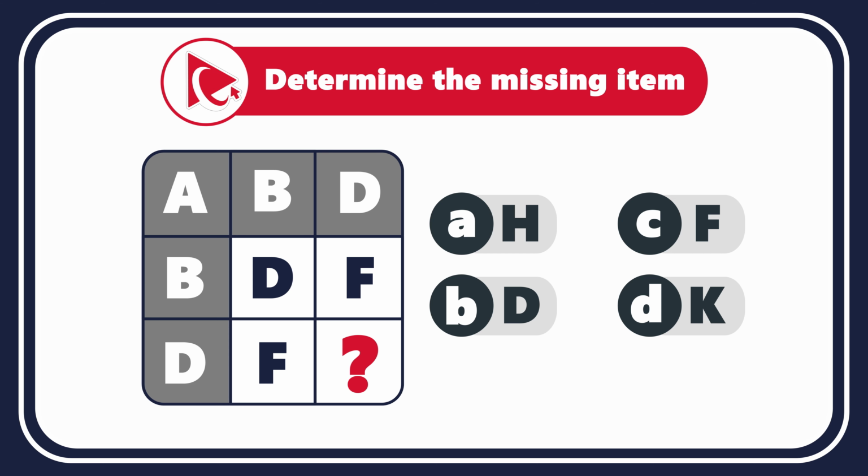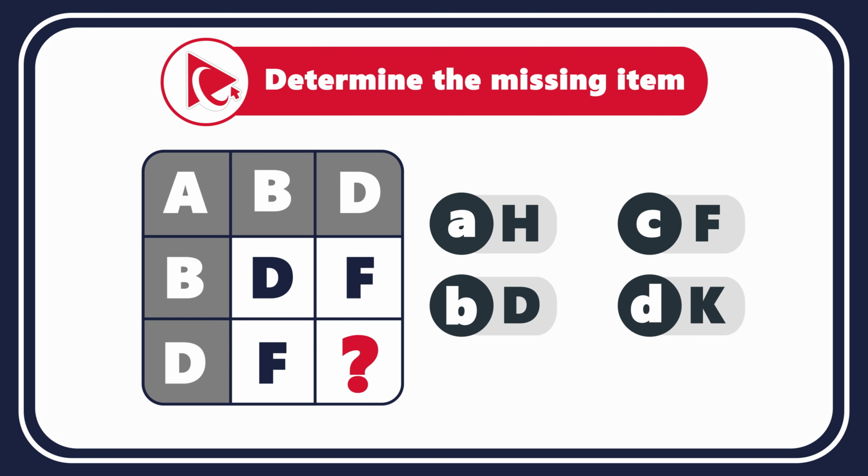You're presented with 3x3 matrix. The matrix has letters inside. The first row has letters A, B, and D. The second row has letters B, D, and F. And then the third row has letters D, F, and then comes the missing letter, which you need to select out of 4 possible choices. Choice A, H. Choice B, D. Choice C, F. And last but not least, choice D, K.